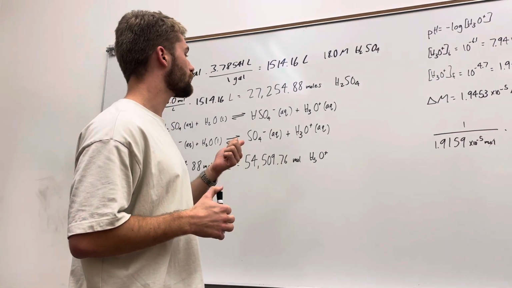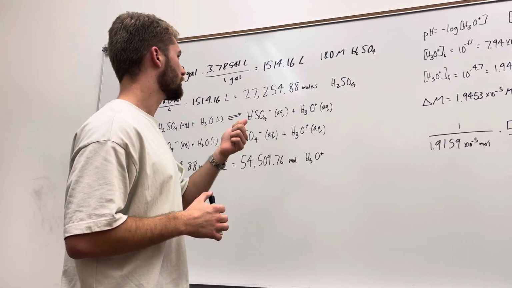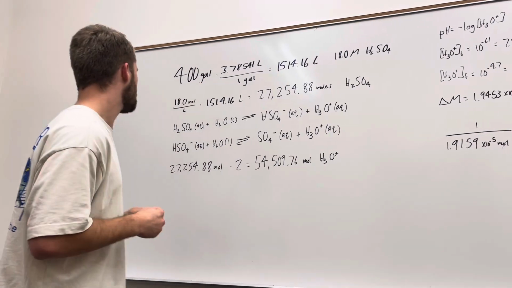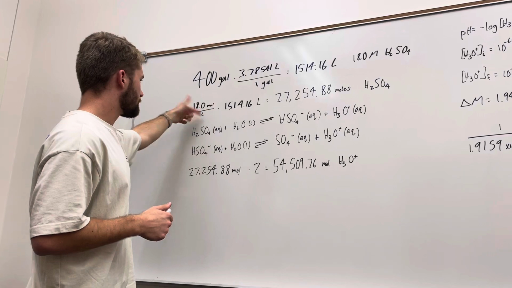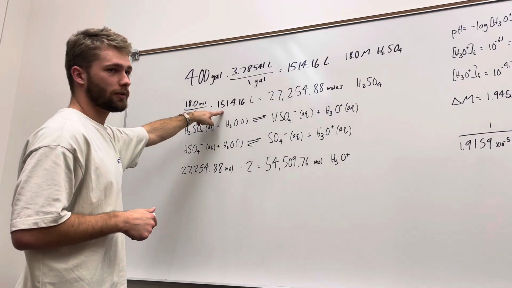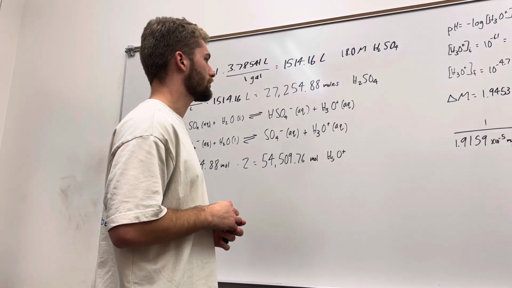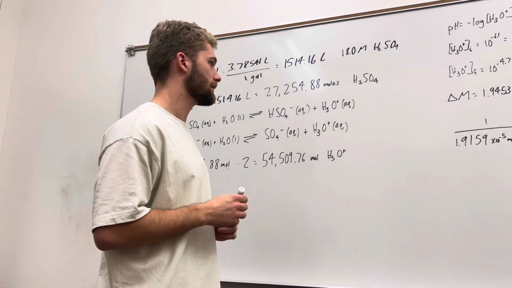And it gives us the molarity as well, which is 18 molar. So using the molarity and the volume, we can determine how many moles of sulfuric acid were added to the lake. So 18 moles per liter times 1,514.16 liters yields 27,254.88 moles of sulfuric acid were added to the lake over the 6 years.